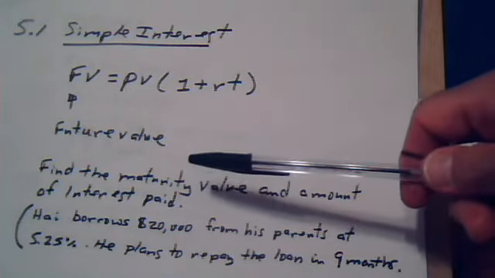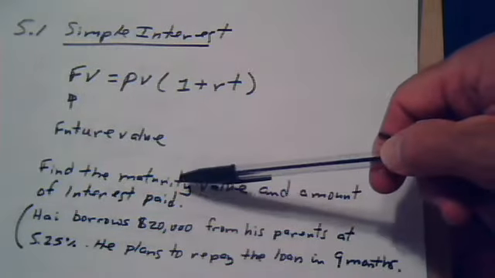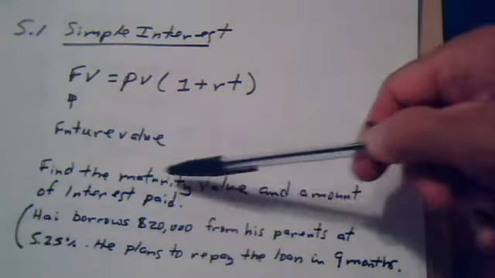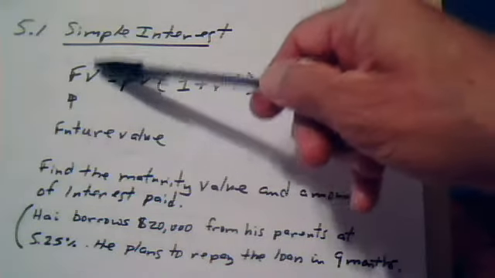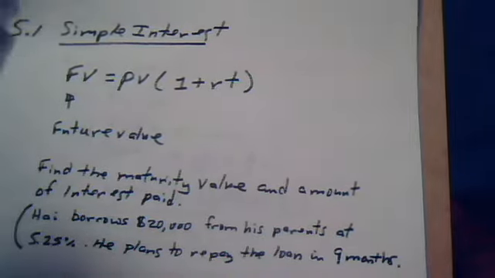This is the one. So find the maturity value and amount of interest paid. So we're going to practice. Find the maturity value. Maturity happens in the future, so when they say maturity value, they mean the future value. So Hugh borrows $20,000 from his parents at 5.25%. He plans to repay the loan in 9 months.